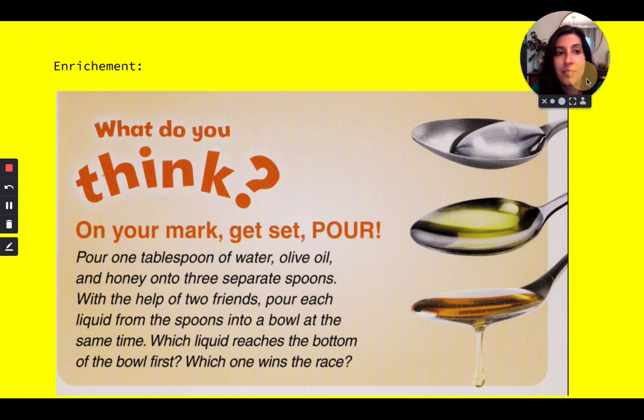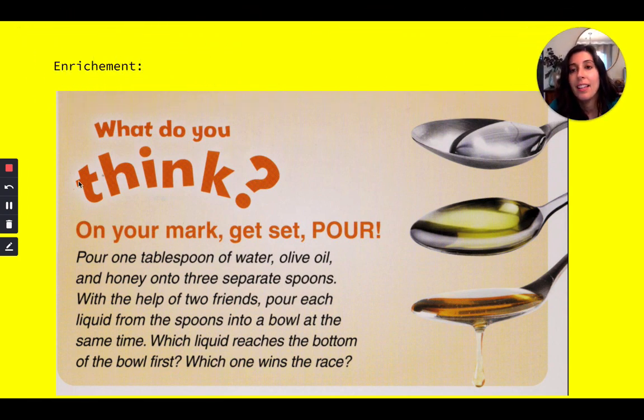you could try this as an enrichment activity. What do you think? On your mark, get set, pour. Pour 1 tablespoon of water, olive oil, and honey into 3 separate spoons. With the help of 2 friends, pour each liquid from the spoons into a bowl at the same time. Which liquid reaches the bottom of the bowl first? Which one wins the race?